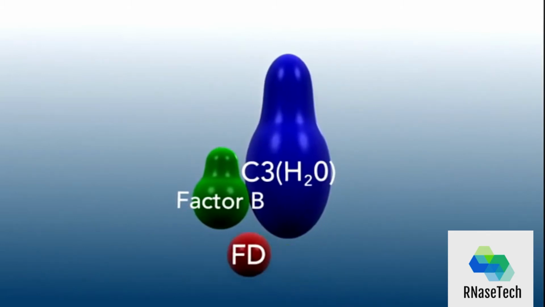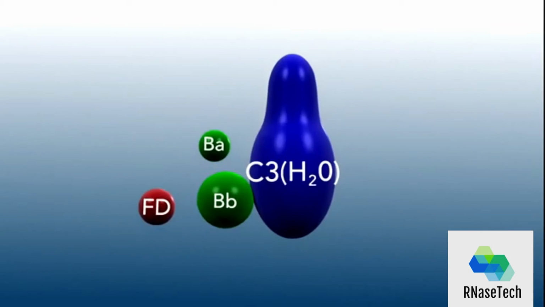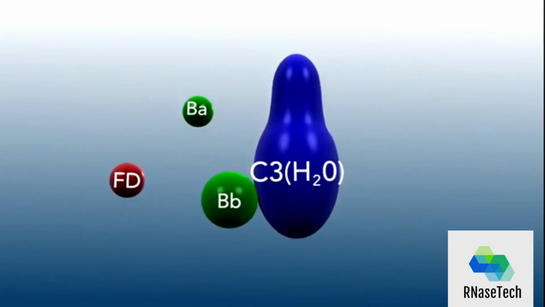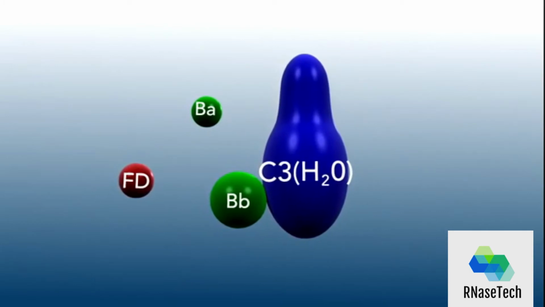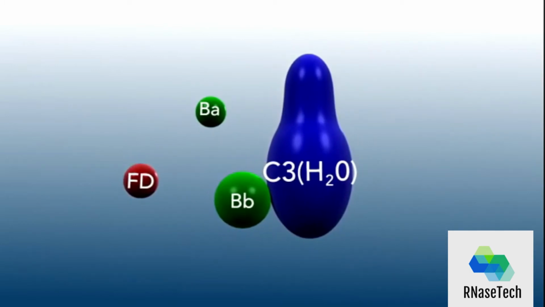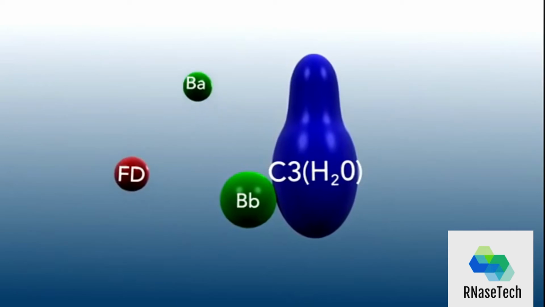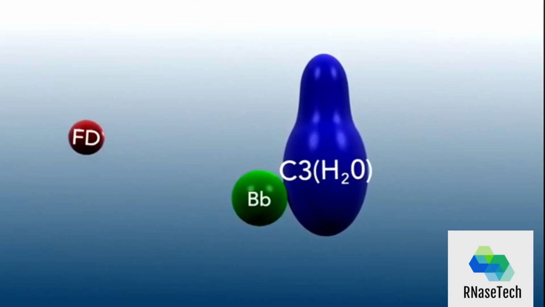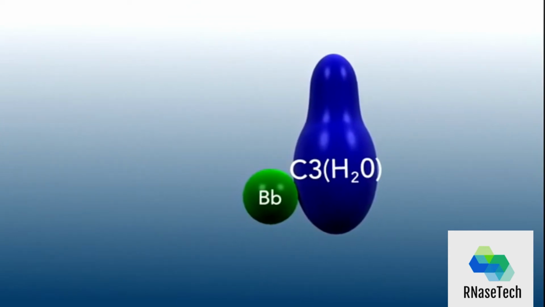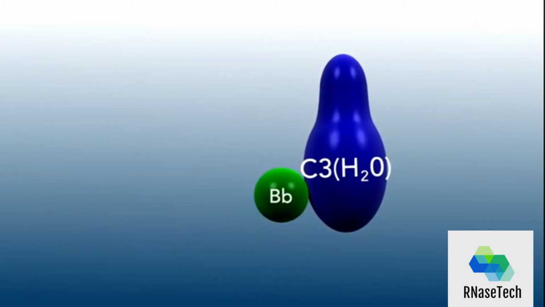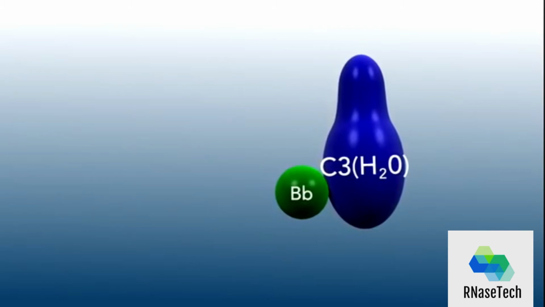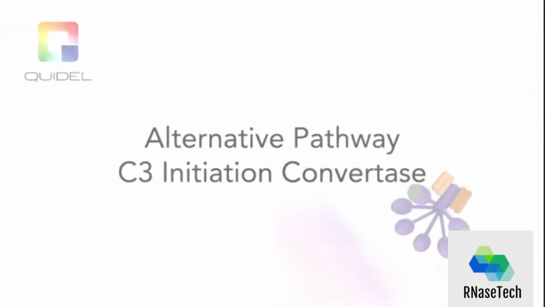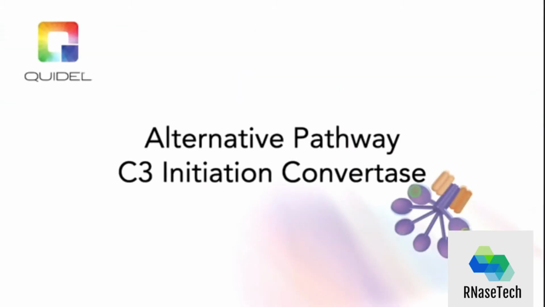Factor B binds to C3 water and becomes a substrate for cleavage by factor D, denoted here as FD. Factor D cleaves factor B into two fragments, Ba and Bb. The enzymatically active Bb fragment remains associated with C3 water, and this bimolecular complex is the alternative pathway C3 initiation convertase.